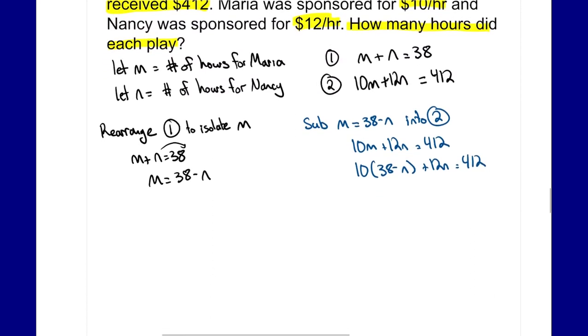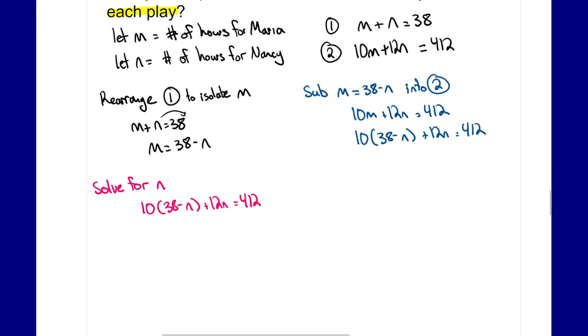Now that we've substituted in, what we have to do now is solve. So we have to solve for our only unknown variable, which is n. So if I have 10 times (38 minus n) plus 12n equals 412, first we're going to distribute, multiply the 10 through: 380 minus 10n plus the 12n equals 412. Collect like terms. Minus 10n plus 12n is plus 2n equals 412.